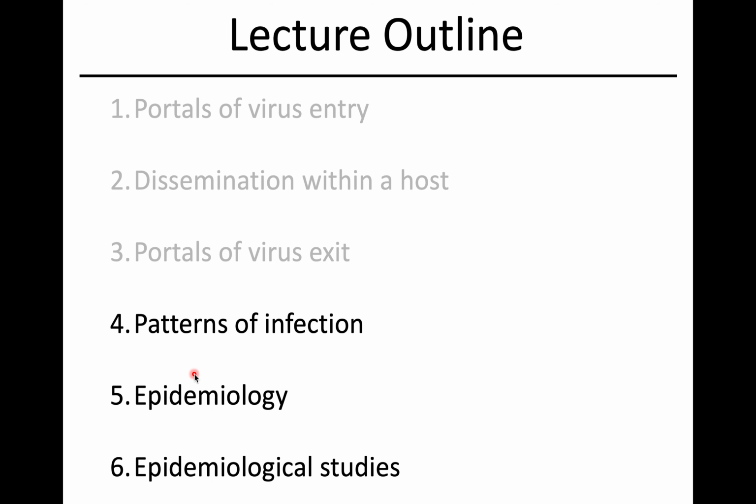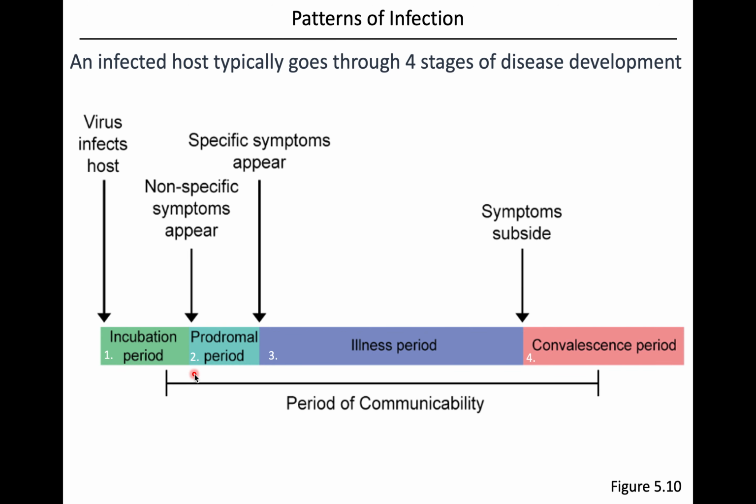All right, so let's talk a little bit about some common patterns of infection. And this is an important slide. You're going to see some of these terms coming up throughout the rest of the semester. But anytime a host becomes infected, there are these 4 key stages of disease development. So here we have virus infecting the host, and that begins the incubation period. The incubation period is going to be the period of time before any symptoms appear at all. So you're infected, but you don't know you're infected.